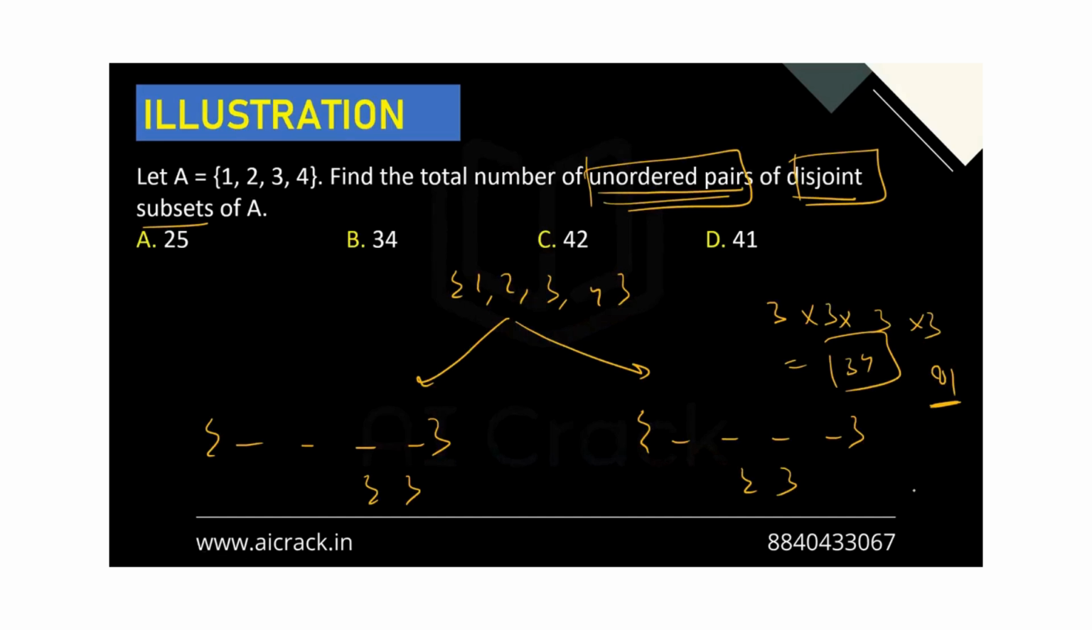So out of 81, 80 are being counted twice, and this 5 is being counted just once. So 80 by 2 plus 1, that would give us 41 as the correct answer.